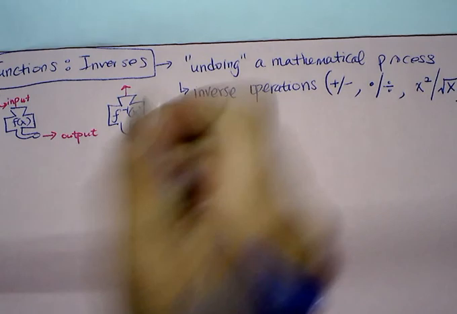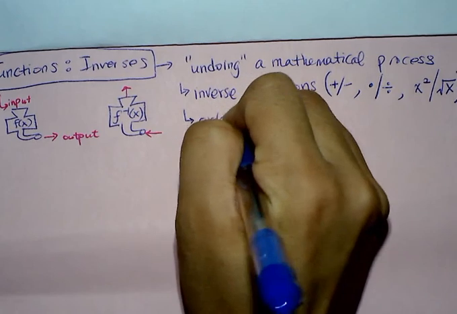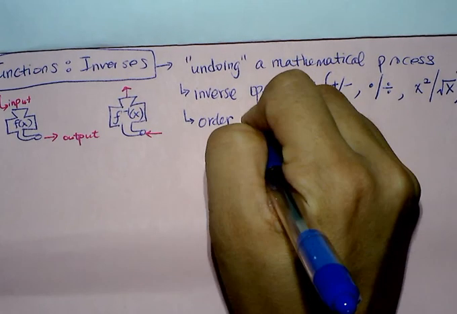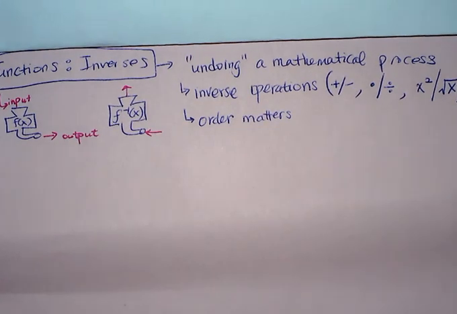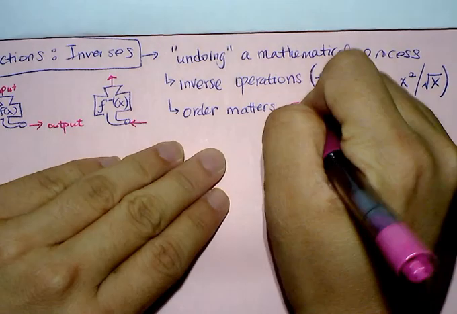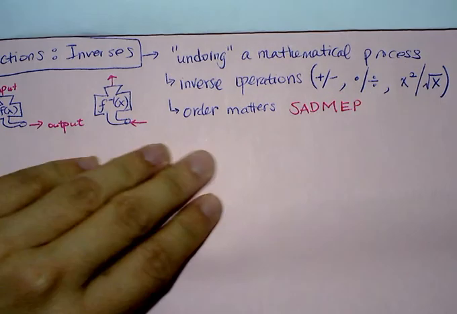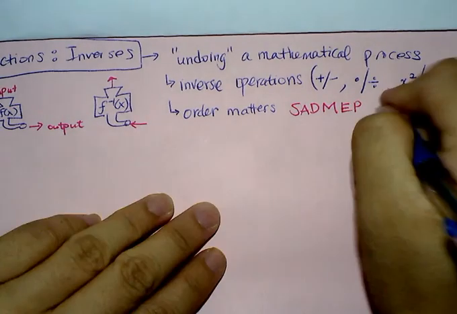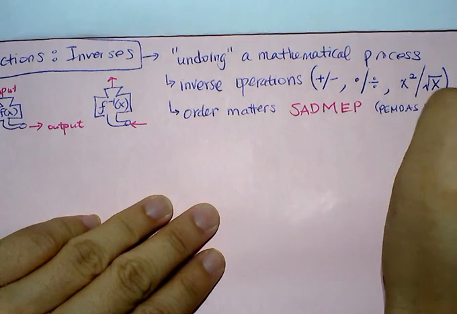Does the order matter when we're reversing something? Yes, order matters, right? So when we're doing a regular function, what is the order of operations? PEMDAS. So when you're doing the inverse, what is our order? SADMEP. Because it's PEMDAS backwards.